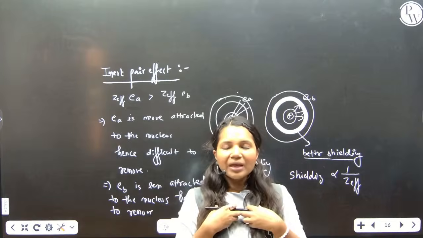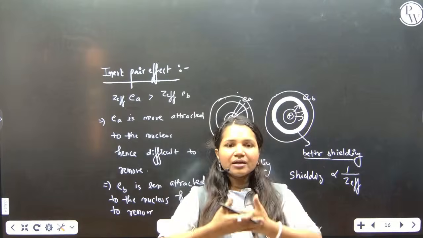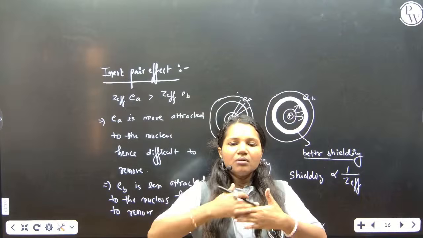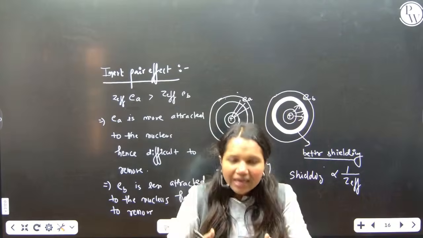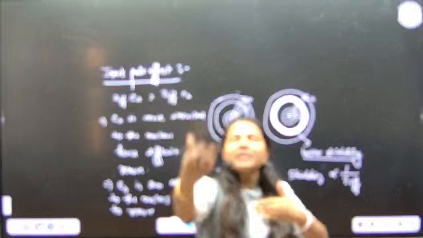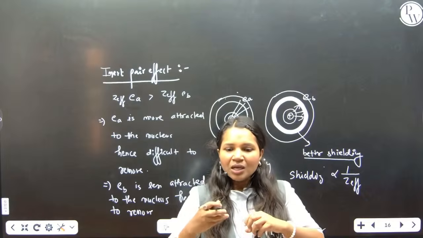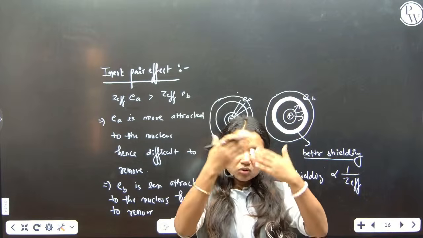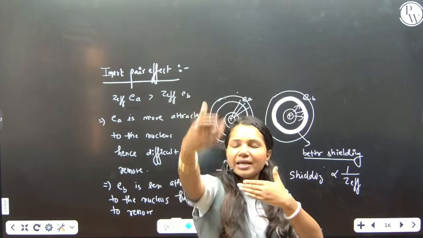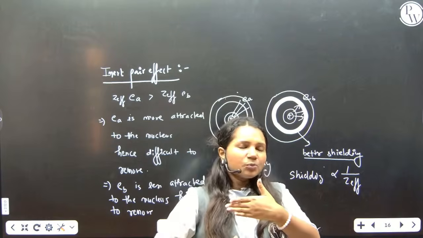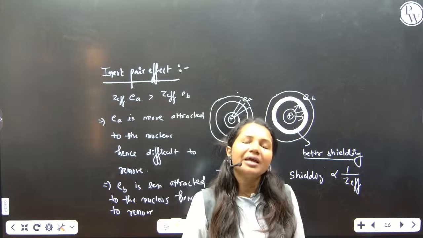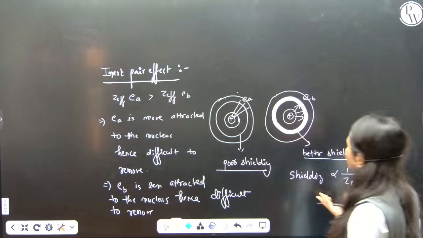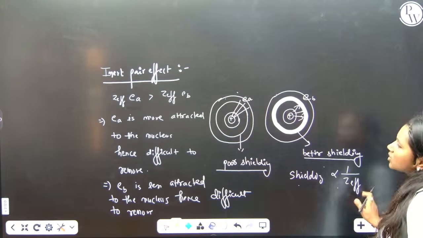For example, I am here and this is a shield. If the shield is better, the person next to me will not be able to see me. And if the shield is thin, then the person next to me can see me. It means that I can influence. So the nucleus can influence the electron if the shielding is poor, and if shielding is best, the nucleus has no influence over the electron. So I hope you have understood the shielding. Shielding is the reverse of Z effective.